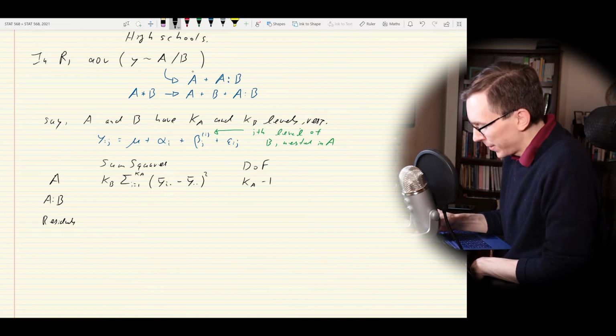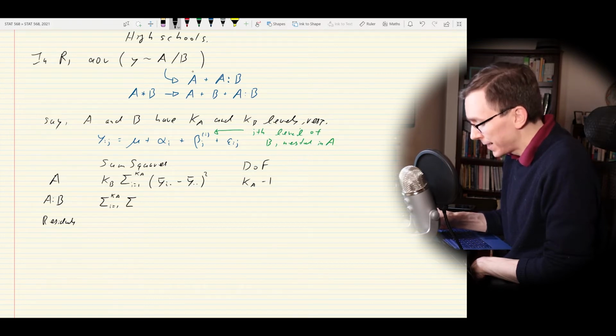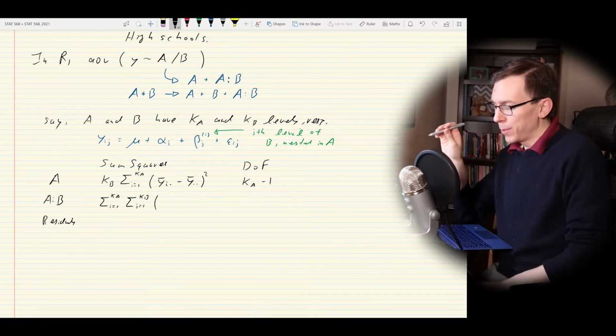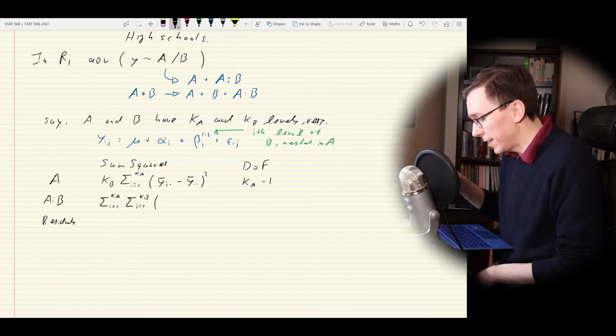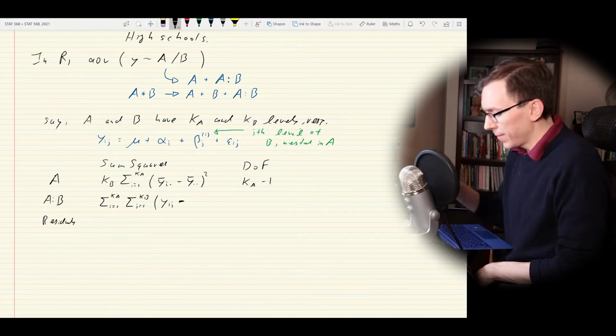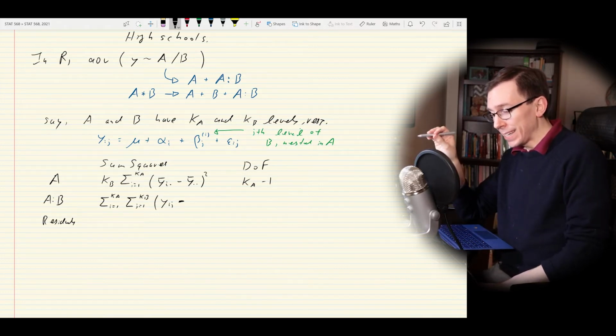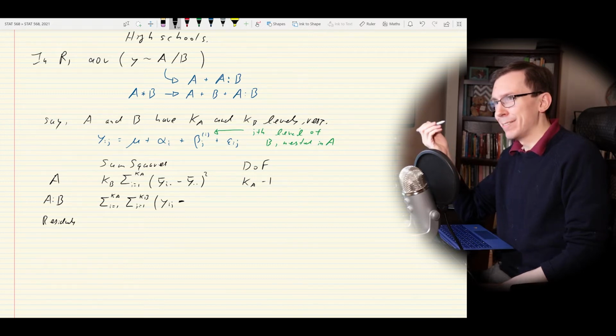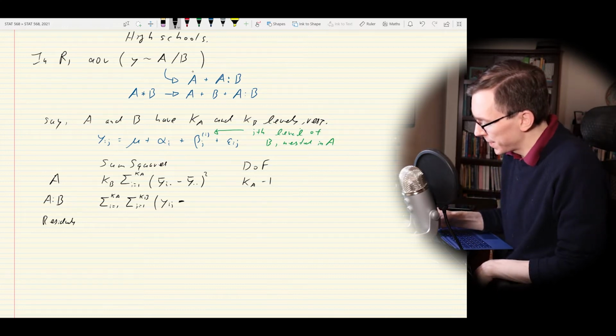So in this case, we're going to be doing the double sum, i from 1 to Ka, and j from 1 to Kb. Now we're going to take the ijth observation, yij, but we're not going to subtract the global mean like we would in the total sum of squares sense. We're going to subtract the ith category mean, something like this.